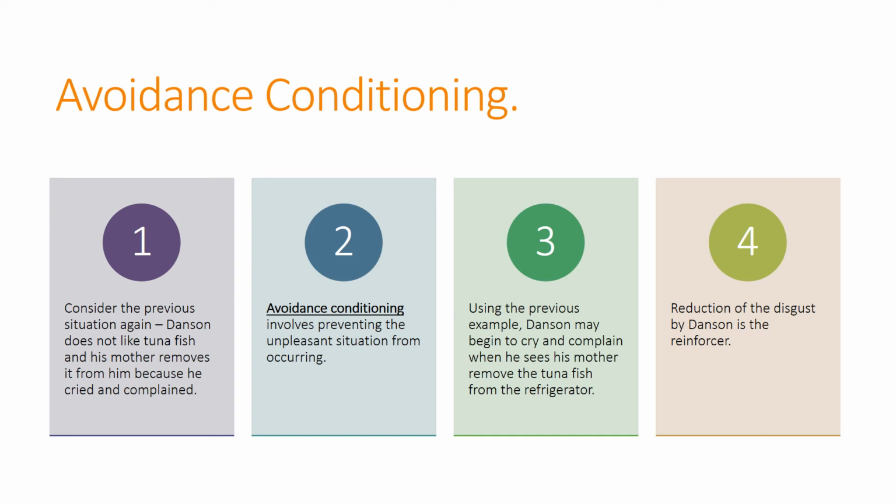So using our previous example, Danson may begin to cry and even complain when he sees his mother even remove the tuna fish from the fridge. She hasn't even made the sandwich yet. She's just getting the can out of the cabinet, getting the food out of the fridge. And as soon as he walks into the kitchen, he begins to cry. So his mother won't give him the tuna fish.